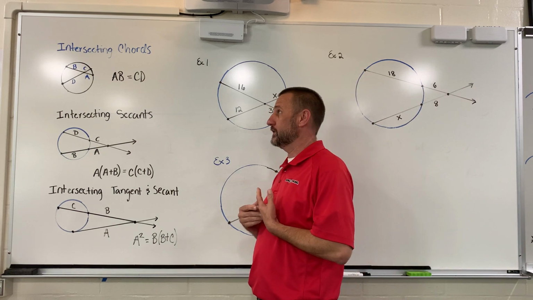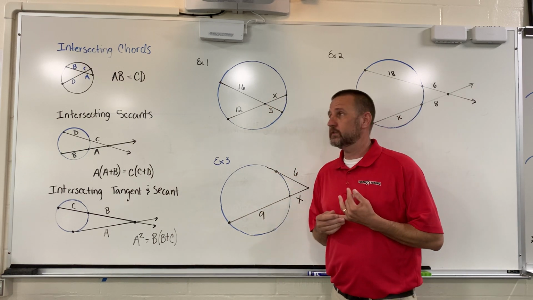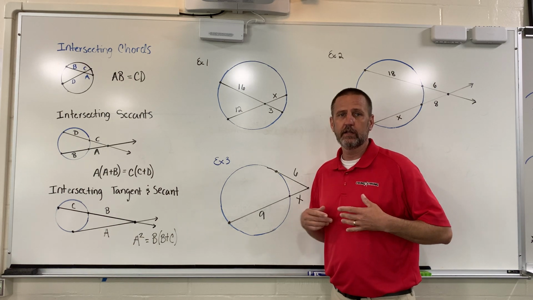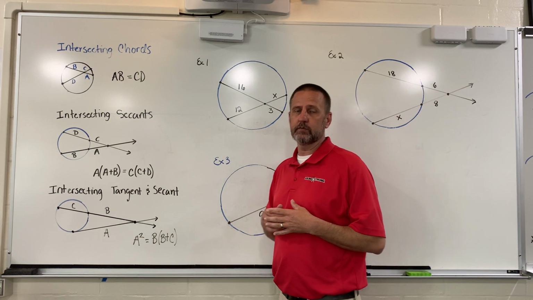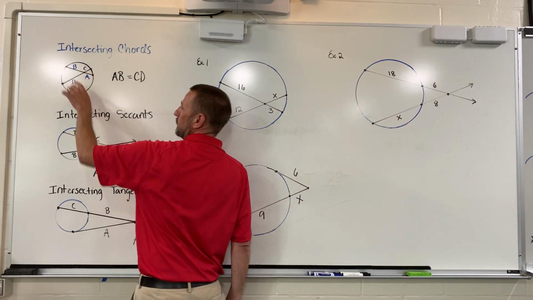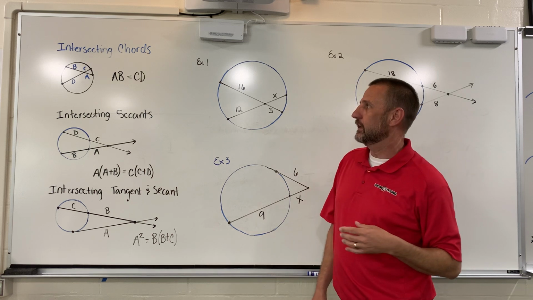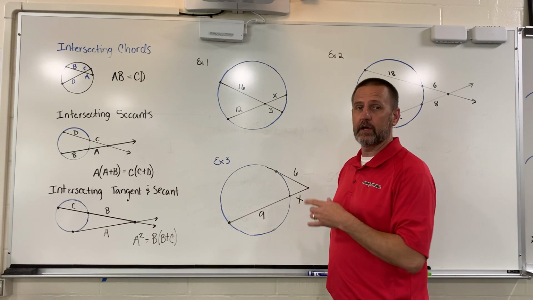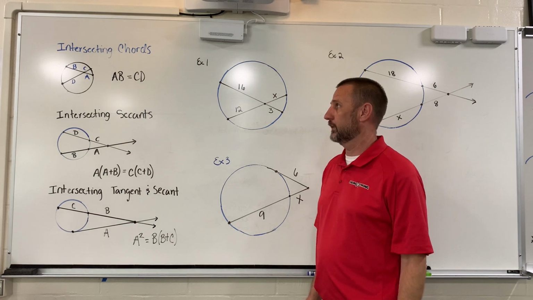The first one we're going to look at is chords. If I have a circle and I have two chords that intersect, those two chords will break each other into smaller pieces. The formula for calculating any of these pieces is to multiply the two parts of one chord together and make it equal to the two parts of the other chord.